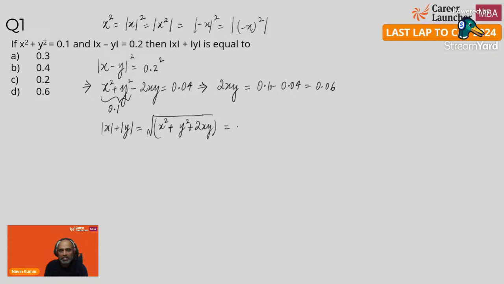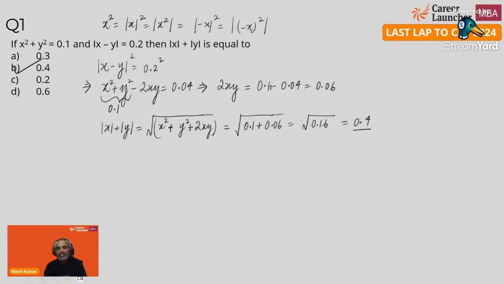Now x square plus y square we already know is 0.1. And 2 times xy we already know is 0.06. So this will result in 0.16. And square root of 0.16 is nothing but 0.4. Right? So B becomes our answer. So this was one way of looking at this.